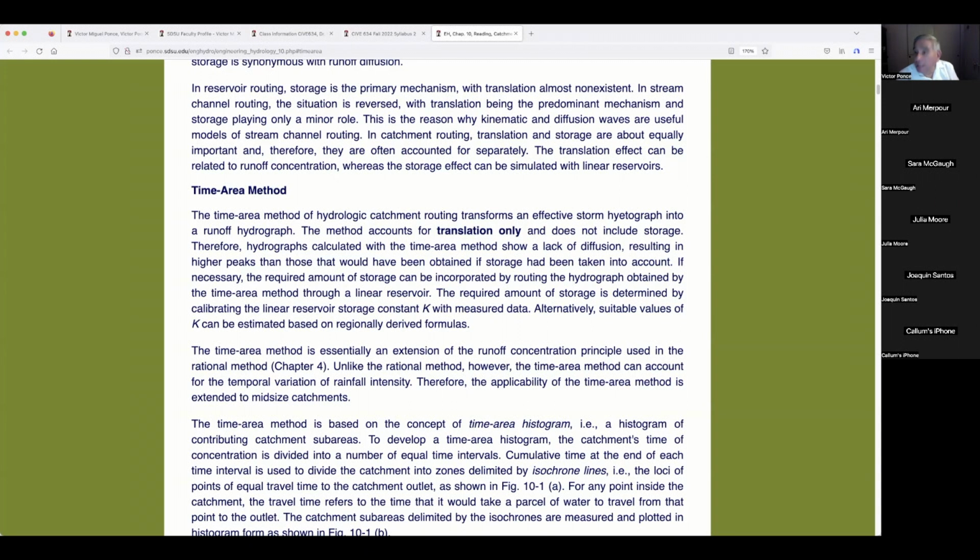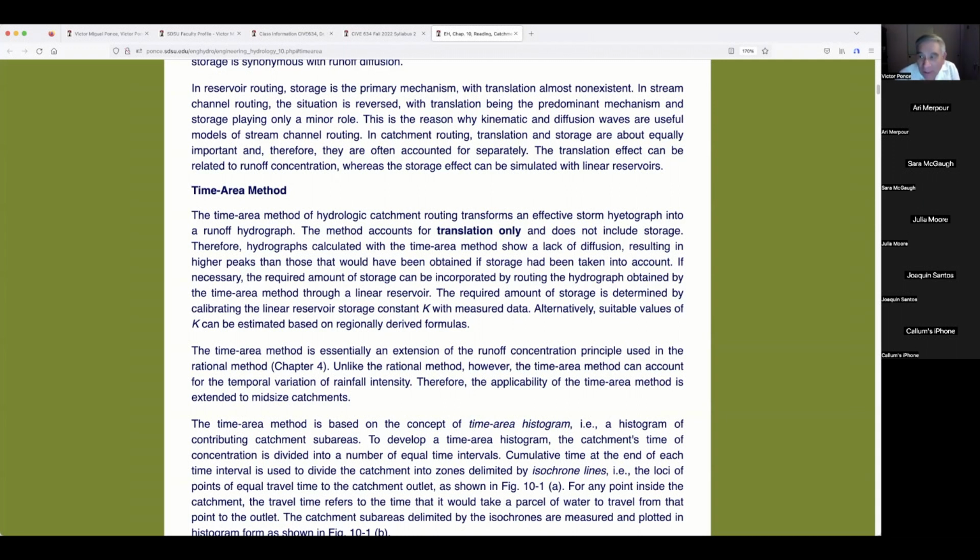Now, one that does not know could argue, why are you complaining that the time area method doesn't have any diffusion, where you're readily accepting the lack of diffusion in the rational method? And the answer is, wait a second, apples and oranges. The rational method only applies to 1 square mile, while the time area method could be applied theoretically to 400, and that's quite a difference. Because if you have 400, you're going to have diffusion.